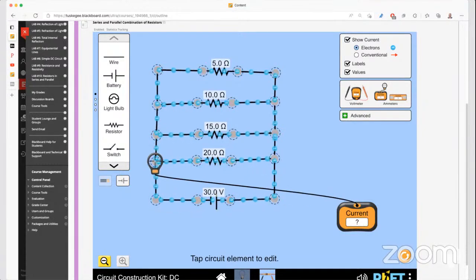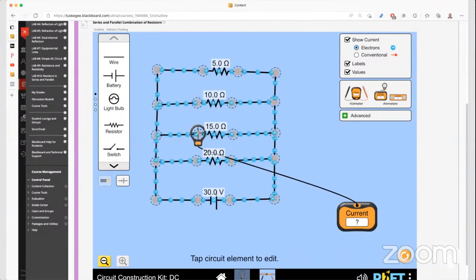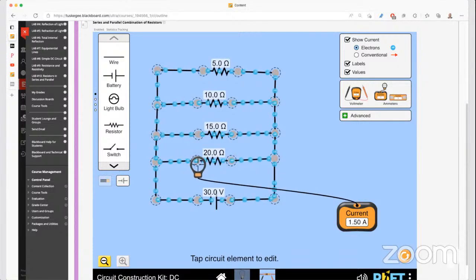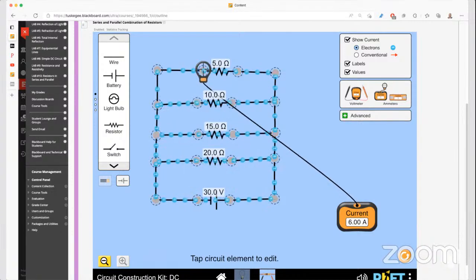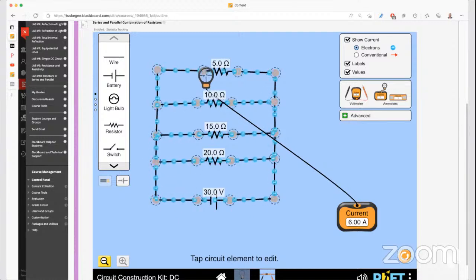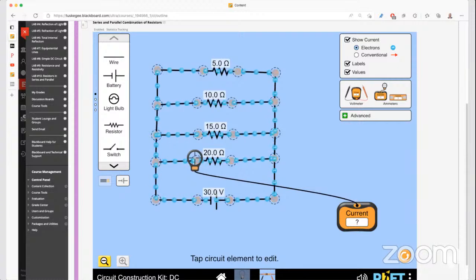Now, but notice that when you check the current going through the resistors branch by branch, the current is not the same. Whereas in the series, it was the same. So here we have 1.5, 2, we have 3, and then 6. So as you can suspect, because of the varying resistance, the branch with less resistance has more current, followed by this, followed by 15. And as the resistance increases, the current successively decreases.